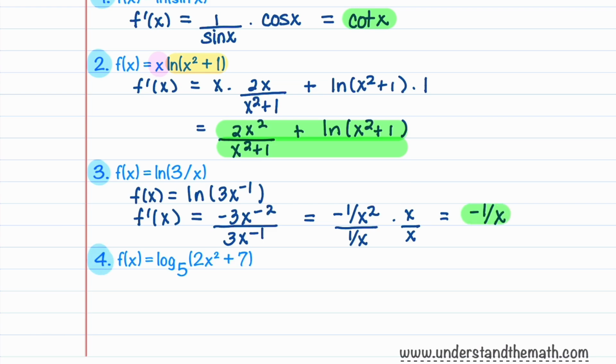Let's now look at example 4. This one has a common log. We are going to take the derivative of log base 5 of 2x squared plus 7. Our derivative, f prime of x, is the derivative of what's inside. The derivative of 2x squared plus 7 is 4x, all divided by what's inside, which is 2x squared plus 7, times natural log of 5. When you have a common log, you always have to divide by the natural log of the base. And we actually don't need to simplify that anymore, so that is our final answer.